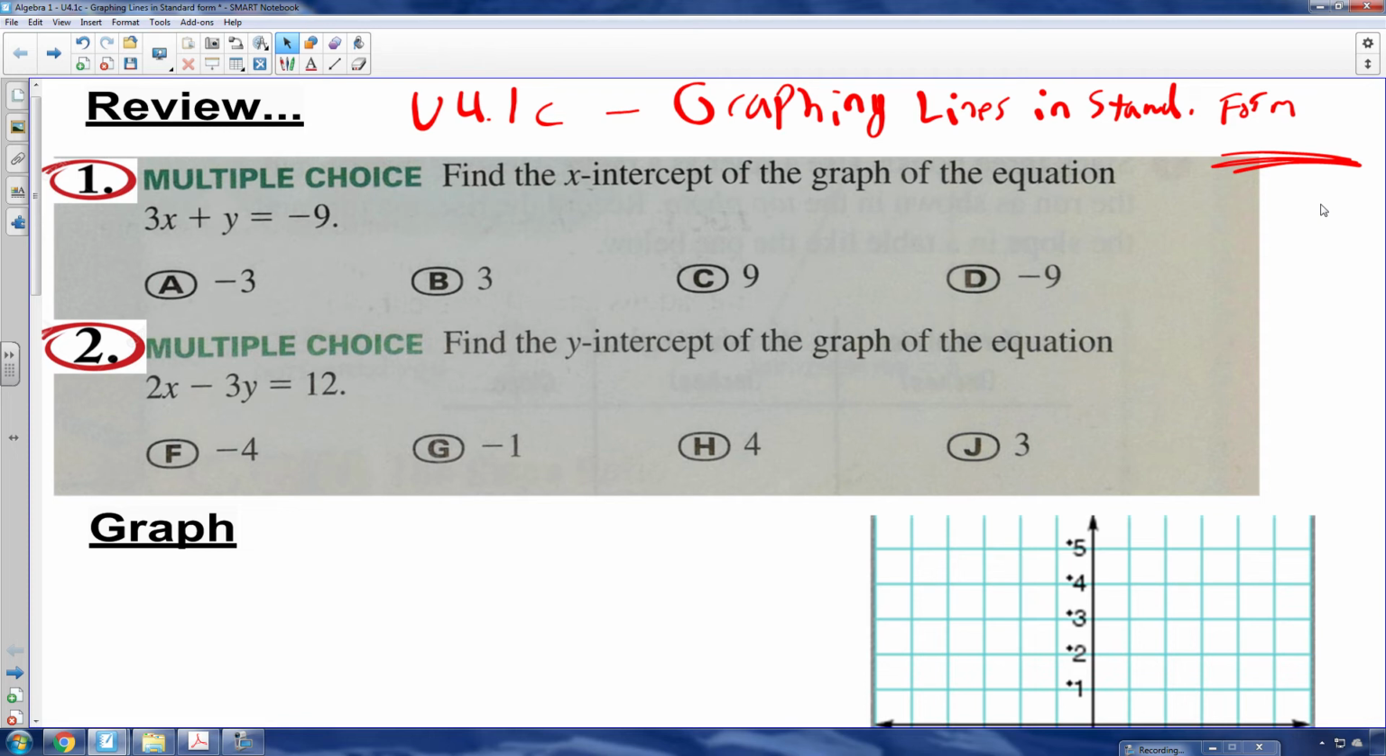So we want to look at this first problem, and it's kind of a quick review. You can see how it says it's a review. What we want to do is find the x-intercept of the graph of this equation. Now, when we're looking at a graph of an equation, and we're trying to find the x-intercept, we need to think about a couple of different things.